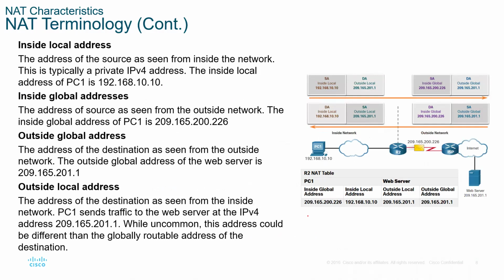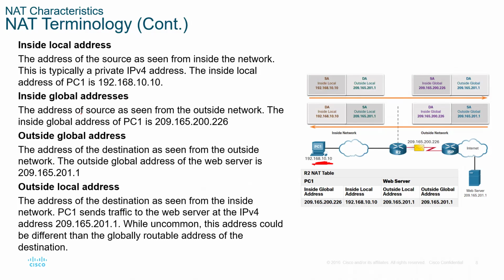Right, let's have another example that defines the type of addresses that we have. Inside local address of the source is seen from inside the network. So inside local, that address is seen from inside the network. From inside the network, this is our IP address. That's our inside local address.